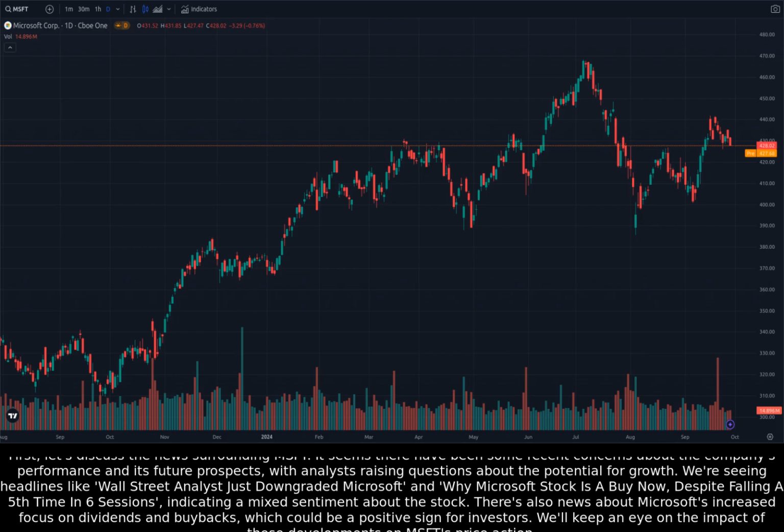We're seeing headlines like, "Wall Street analyst just downgraded Microsoft," and "Why Microsoft stock is a buy now, despite falling a fifth time in 6 sessions," indicating a mixed sentiment about the stock. There's also news about Microsoft's increased focus on dividends and buybacks, which could be a positive sign for investors. We'll keep an eye on the impact of these developments on MSFT's price action.